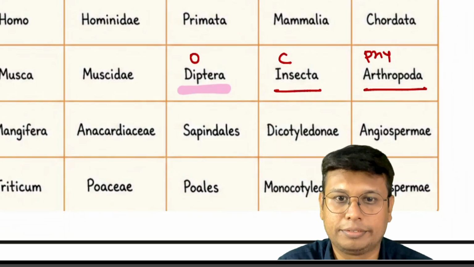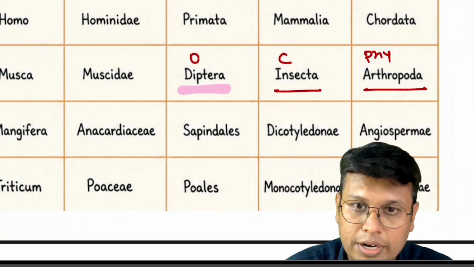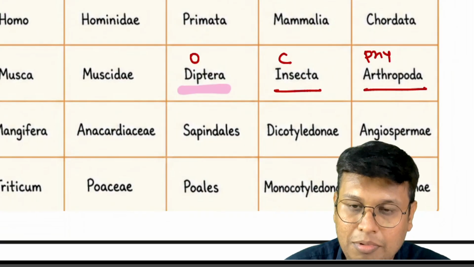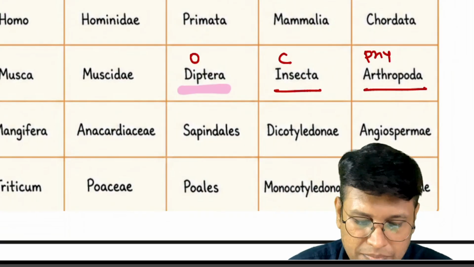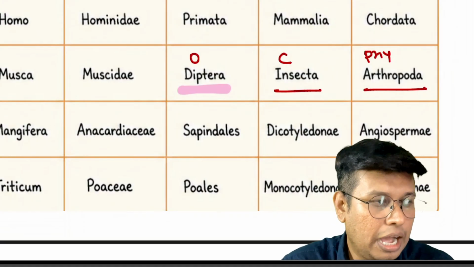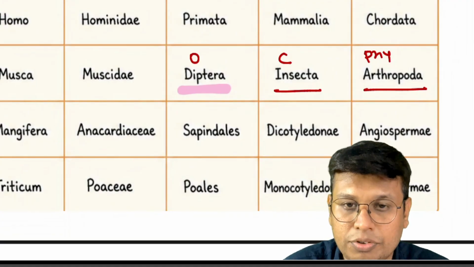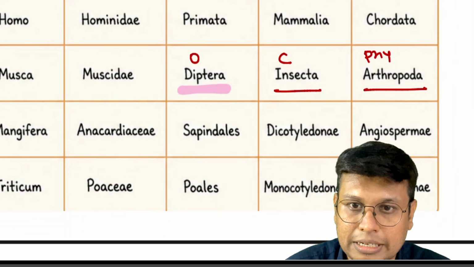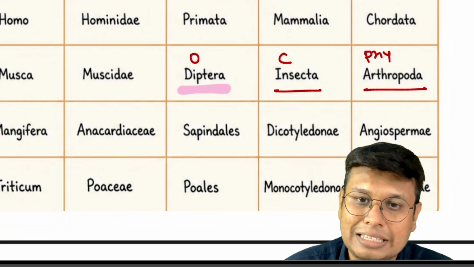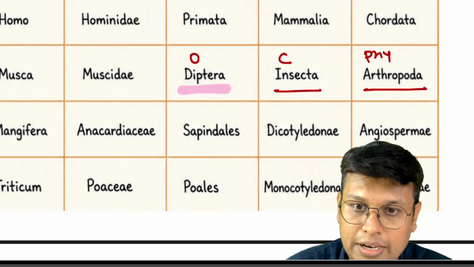Okay. Sorry. So what is happening? Order Diptera, class Insecta, and phylum Arthropoda. Remember, many of the questions they frame it like that. Either they make you match the pair, in that they will confuse you. Diptera, Insecta, and Arthropoda. So remember, Diptera is the order, Insecta is the class, and Arthropoda is the phylum.